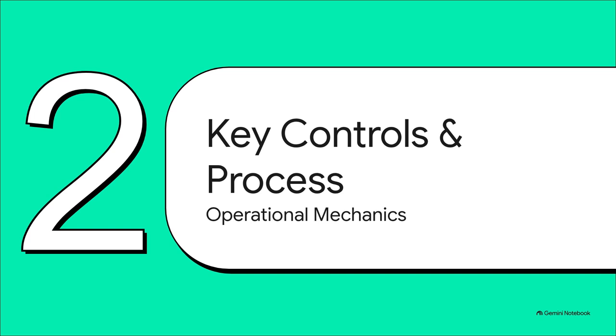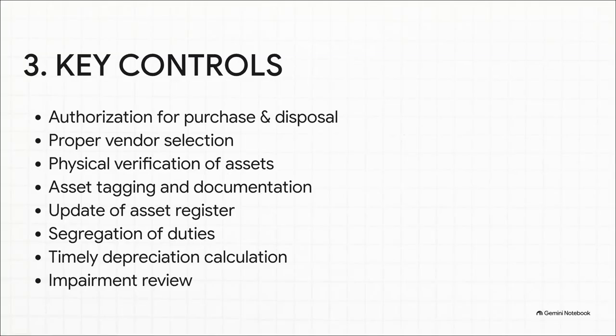Let's move right into Section 2, Key Controls and Process. To fight off those risks we just talked about, you've got to have tight controls in place. We're talking strict purchase and disposal authorization paired with really careful vendor selection. You also need routine physical verification and solid asset tagging so everything stays updated in the asset register.